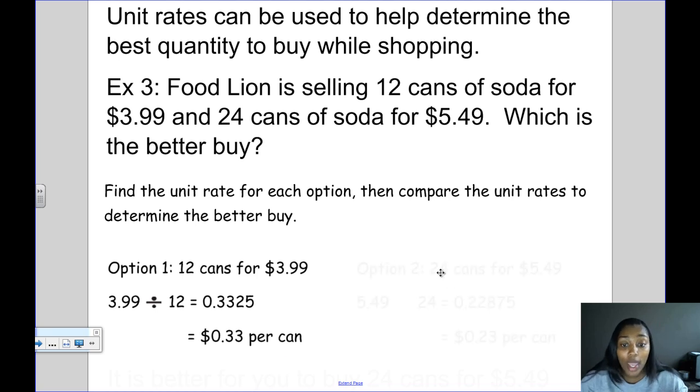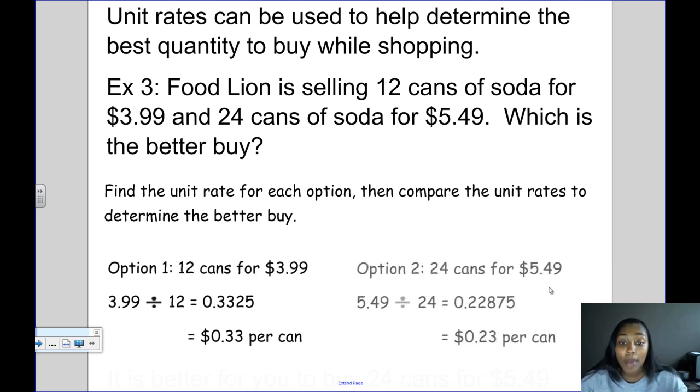So then we want to look at the second option. So we can buy 24 cans for $5.49. Well, I'm going to take the $5.49, divide that by 24, and I see I get this number here. But again, we want our answer to be in dollars and cents. So we want to make sure that we do some rounding. So the 8 is going to tell the 2 to go up to a 3, which means we're going to pay 23 cents for every can of soda in option 2.